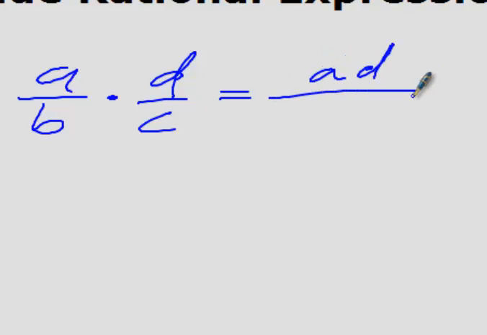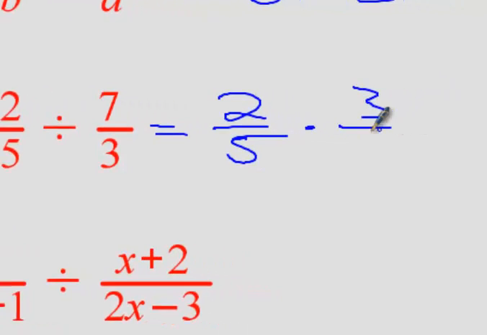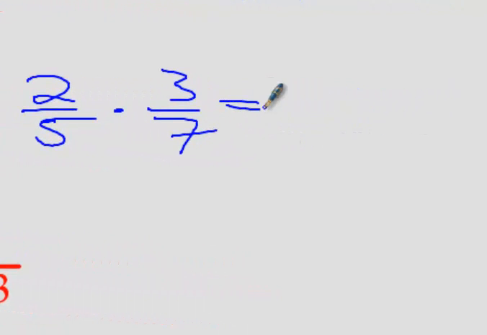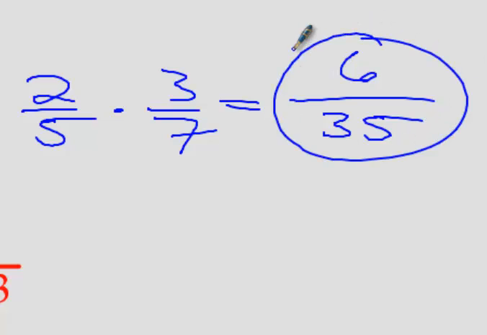AD, and what's B times C? BC. So 2/5 divided by 7/3. Tell me what to write. 2/5 times 3/7, and then I multiply straight across, right? 2 times 3 is 6 over 35. Is there anything I can do to make those smaller? Is there anything in common, any factors in common with 6 and 35? No. So I am done.